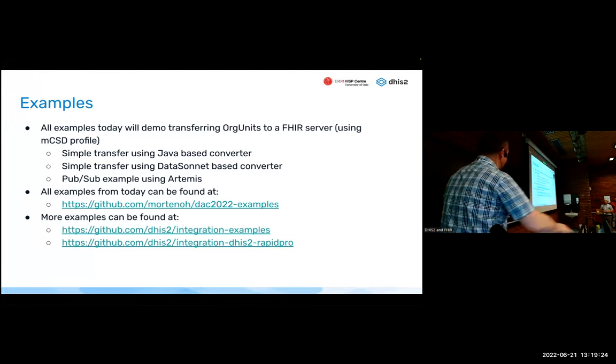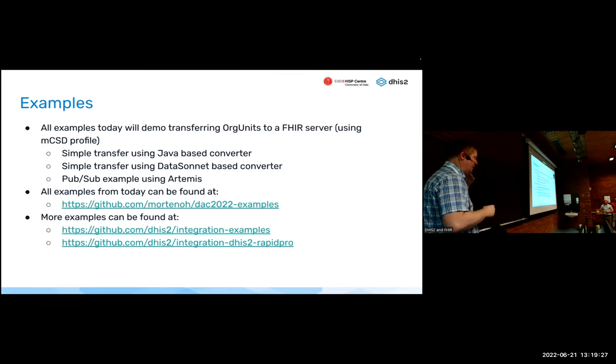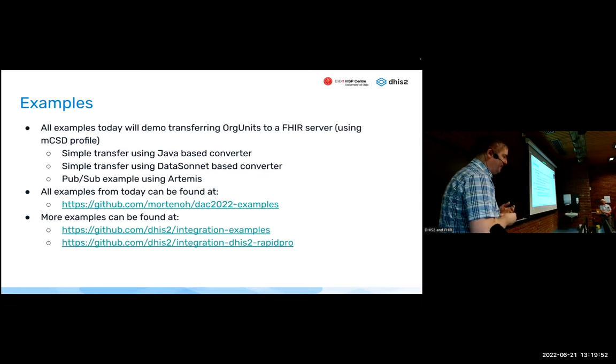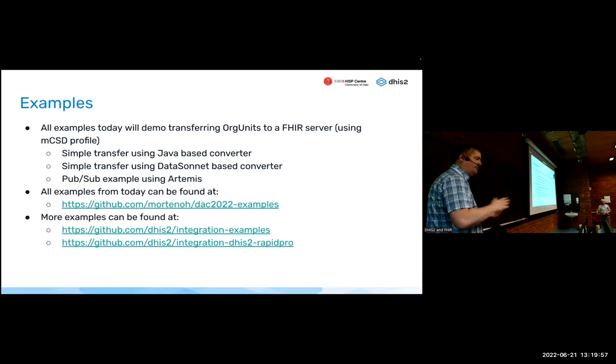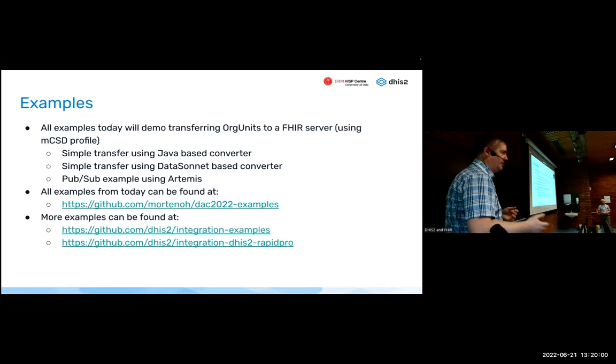We're going to start with something very simple, a Java-based converter that will take data from DHIS2, convert it using Java itself, and then push that to FHIR. Then we're going to do a Jsonnet-based converter, which is a language that can do a few things, but is basically used for JSON to JSON transformations. It's based on JSON, but you can have things like for loops and so on. You will see that soon. And then we will end up with the nice pub/sub example for Artemis. This is the publish and subscribe model where we're using Artemis as the queue in the middle.